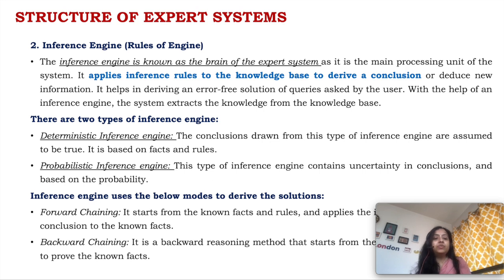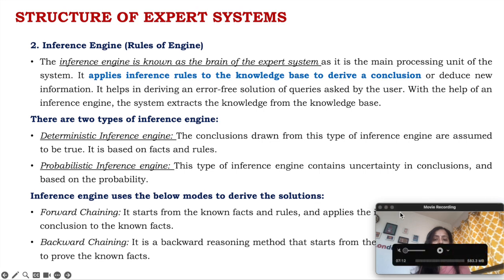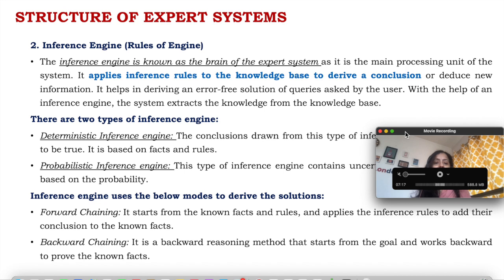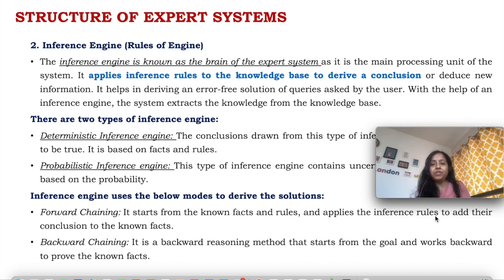The inference engine uses the below modes to derive the solutions. First, we have forward chaining. It starts from the known facts and rules and applies the inference rules to add their conclusion to the known facts. And we have backward chaining. It is a backward reasoning method that starts from the goal and works backwards to prove the known facts.